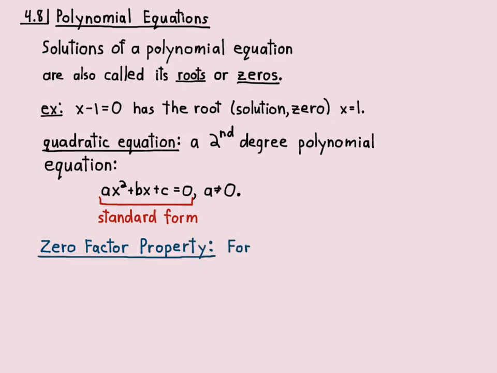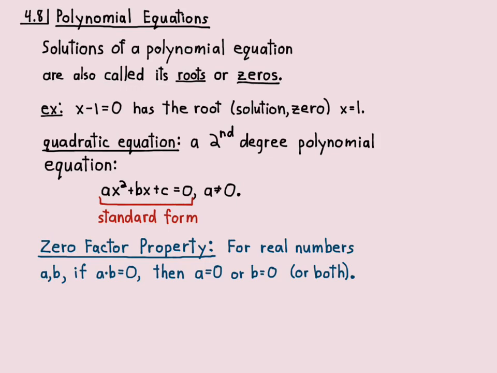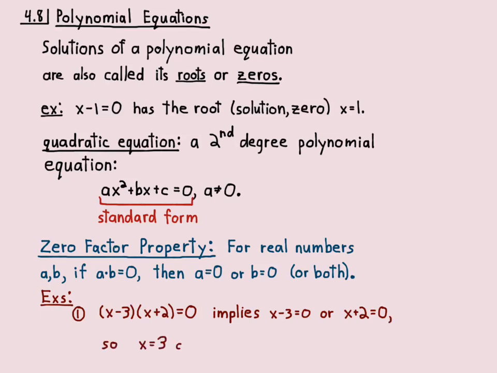So the zero factor property is super important when finding solutions to polynomials. For real numbers a, b, if a times b equals 0, then a equals 0 or b equals 0 or both. For example, if we have the quantity x minus 3 times the quantity x plus 2 equals 0, then this implies by this zero factor property that either x minus 3 is 0 or x plus 2 is 0. So we've split this one equation into two different equations that are simpler, and then from that we just get x is 3 or x is negative 2.